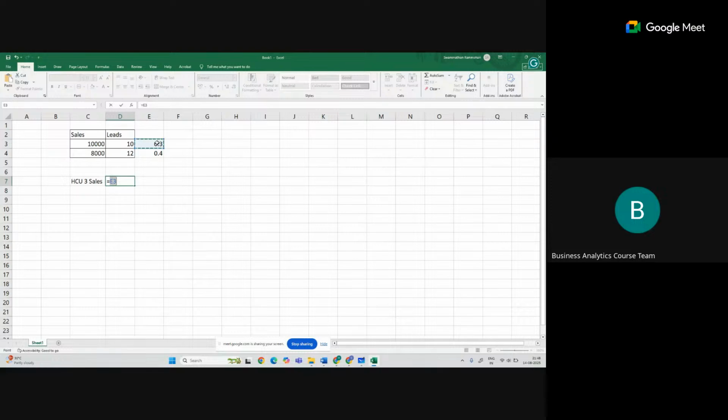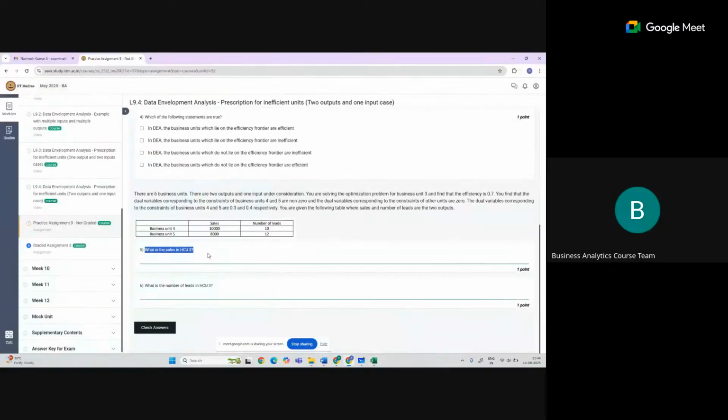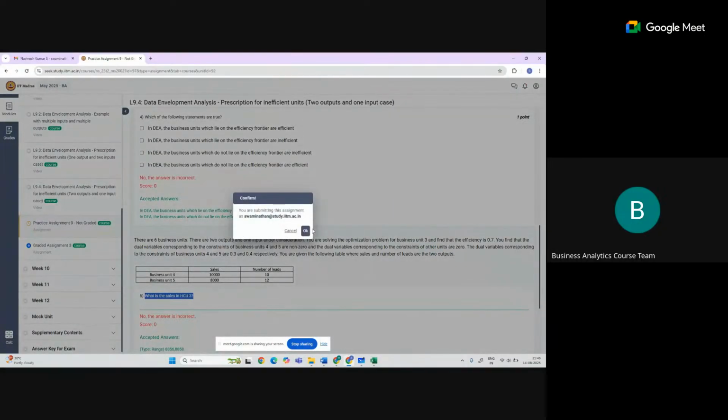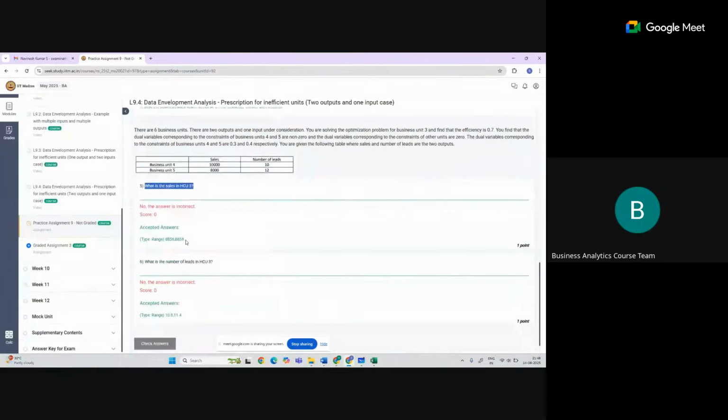First try this. 0.3 into 10,000 plus 0.4 into 8,000. How much answer are you getting? 6,200. So let's check the answer. It should be wrong. What is the answer we are getting? Is it matching? No. 8856 to 8858.